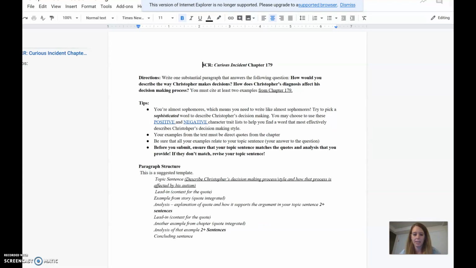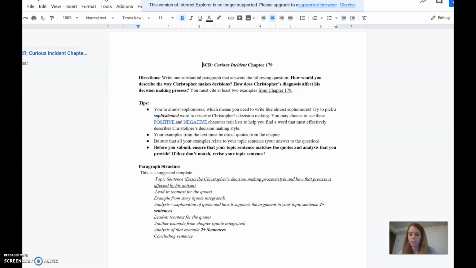Here's the question that you'll be answering. Write one substantial paragraph that answers the following question. How would you describe the way that Christopher makes decisions? Okay, so your first sentence, your topic sentence, is going to be answering that question. Based on chapter 179 in The Curious Incident of the Dog in the Night-Time by Mark Haddon, Christopher seems to make decisions in blank what way. Okay, so you're going to answer that.